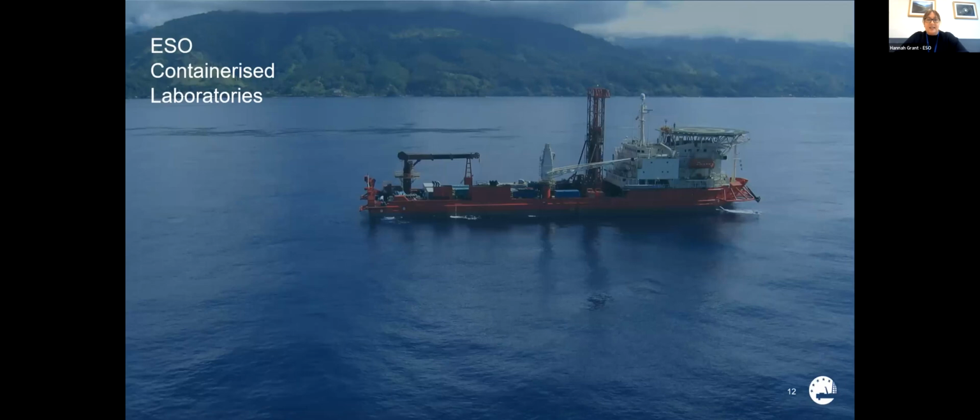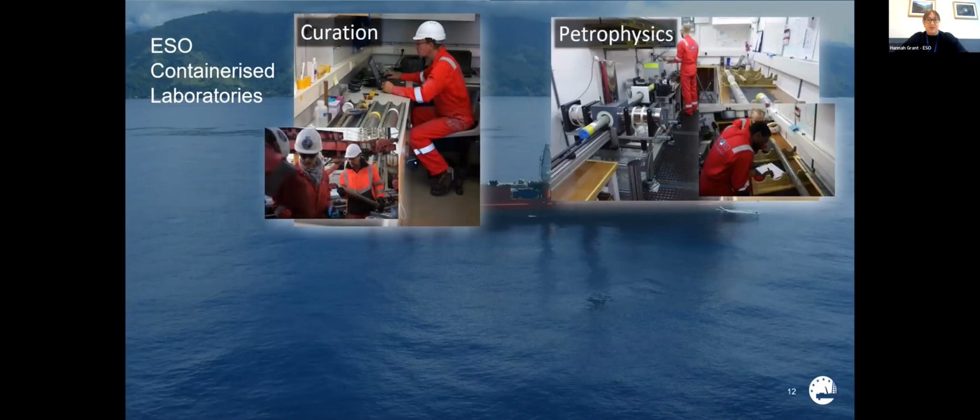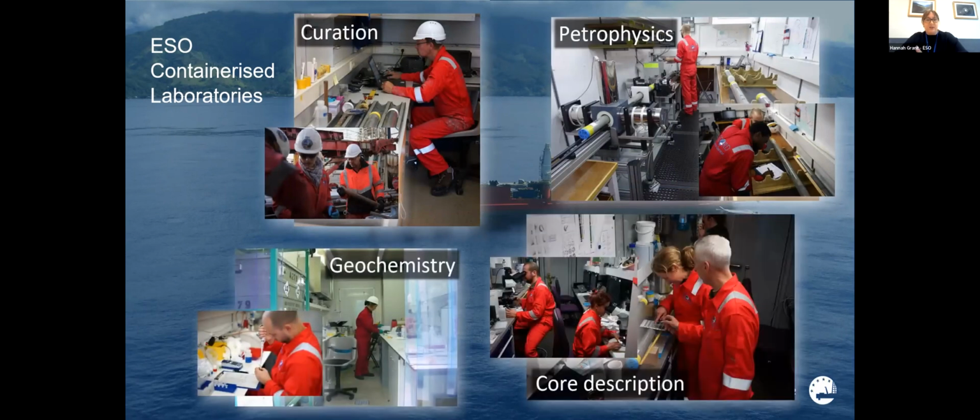So looking into the containers, we can see the kind of working environment that scientists can expect should they become part of the offshore team. Here we have the curation van, the first point of call for the new cores arriving on the deck. We also have the petrophysics container with a multi-sensor core logger, a clean geochemistry lab for pore water analysis, and a core description lab with sample preparation facilities, microscopes, and computer terminals. We also have a clean microbiology mobile lab, which can be used if required.